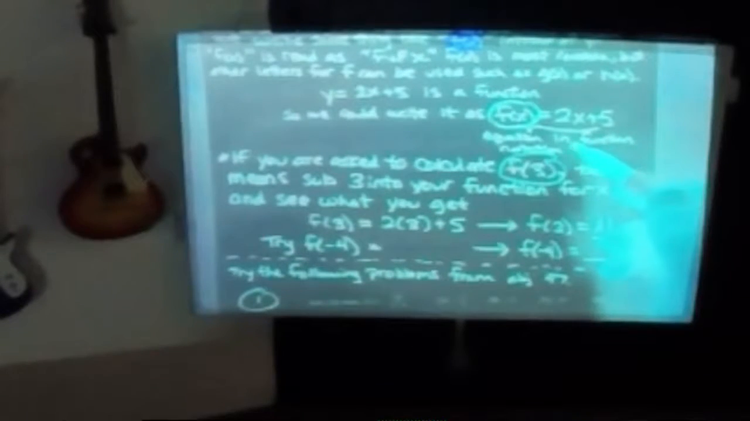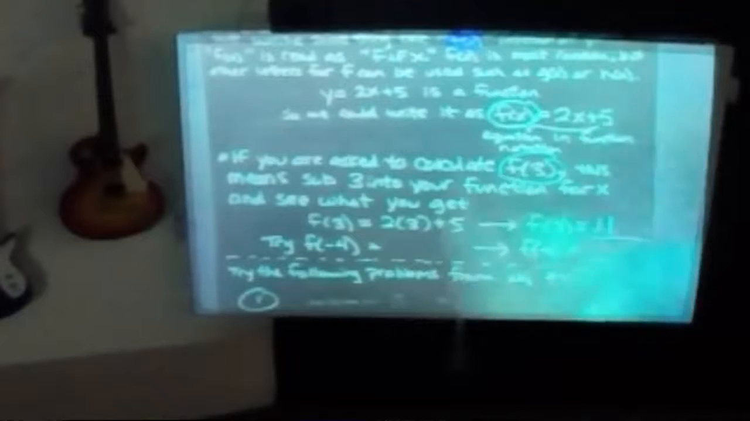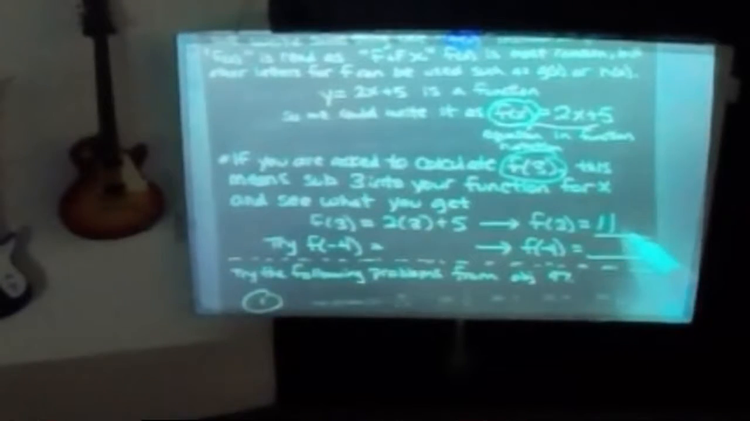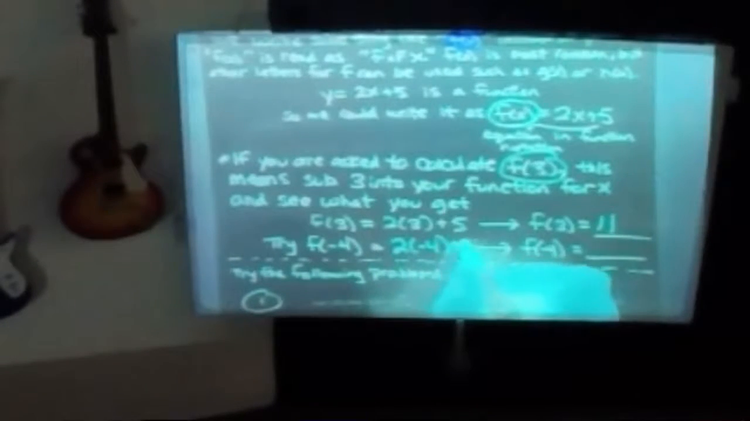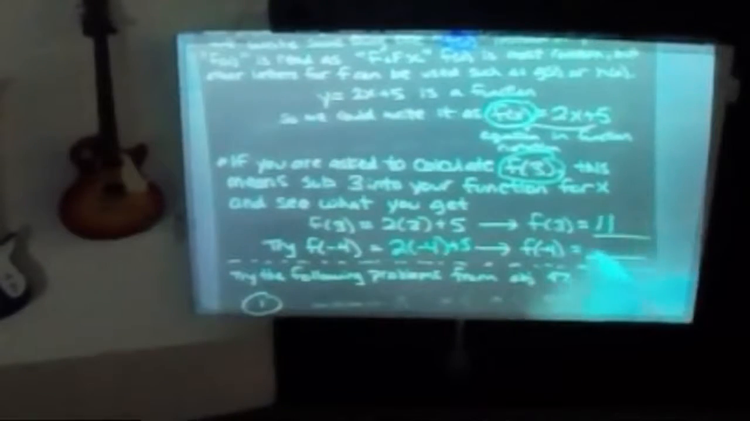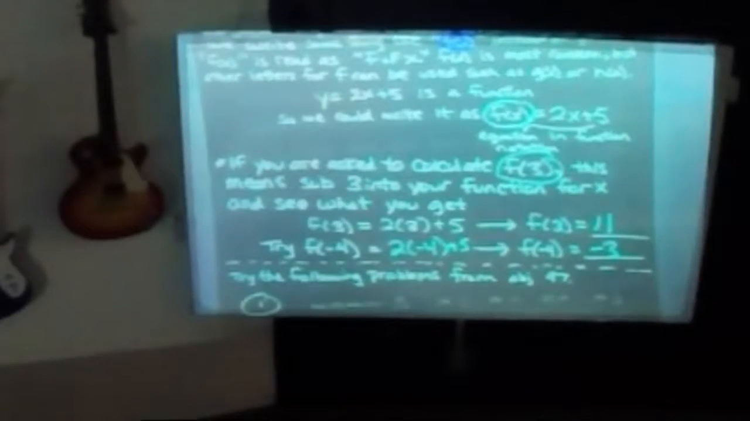Now f of x was this function, and now if I want to put a number in, I'm just going to say, tell me what f of 3 is. You're going to calculate 11. Now, f of negative 4 is 2 times negative 4 plus 5. 2 times negative 4 is negative 8. Add 5 to that. Negative 3. So f of negative 4 is negative 3.